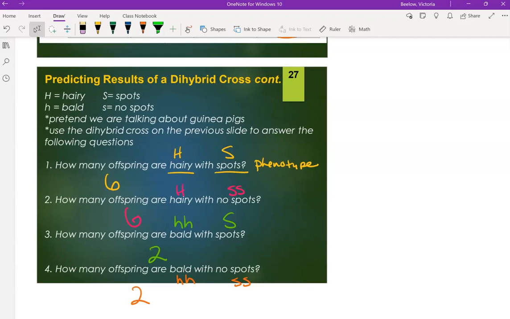So you have to just keep in mind you're looking at 2 traits at the same time. But again, the same rules apply with dominant, recessive, homozygous, heterozygous. Those things still apply, what we talked about with monohybrid crosses. It's just with dihybrids, you're looking at 2 traits at the same time.